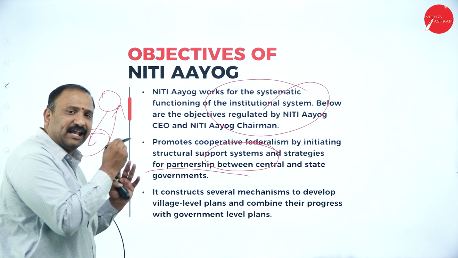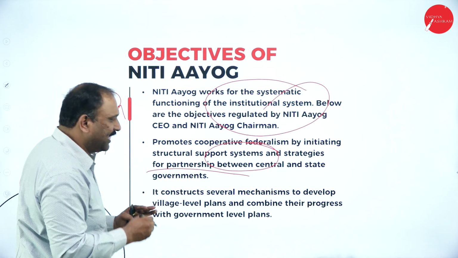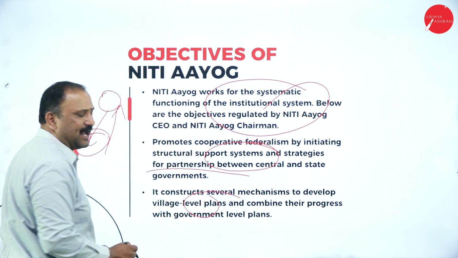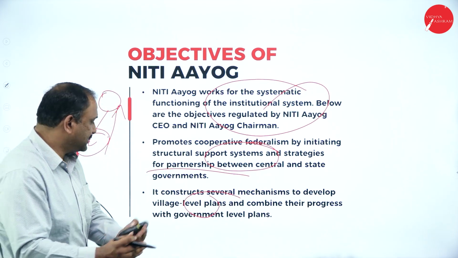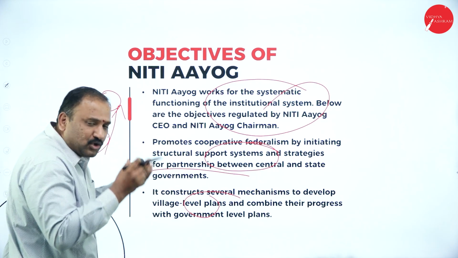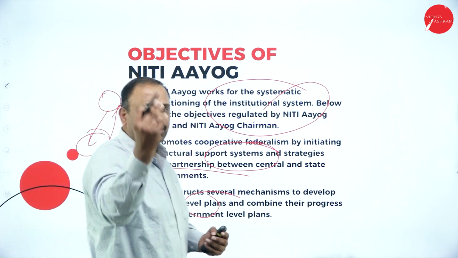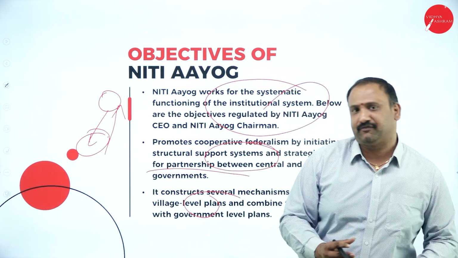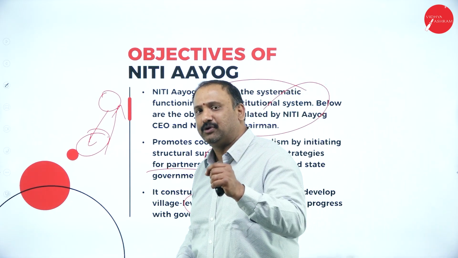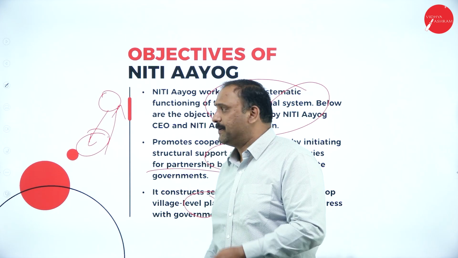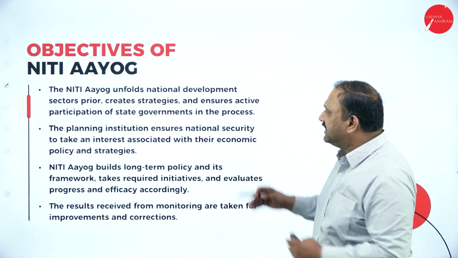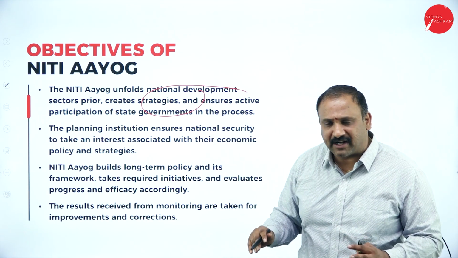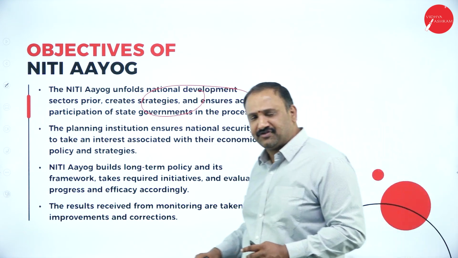That's what we are able to see here, followed by a mechanism that will develop the village level plan and combine its progress with the government level plan. So right from the root till the top, what we see is the integration of ideas, integration of thought process, so that we are able to get a good roadmap. Followed by Niti Aayog unfolding the national development sectors, it creates strategies with the participation of state governments.